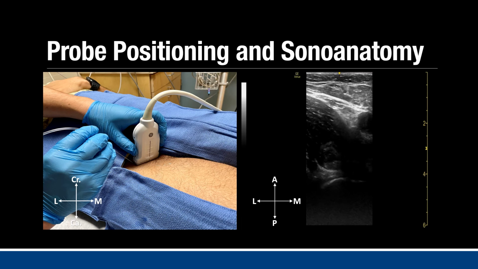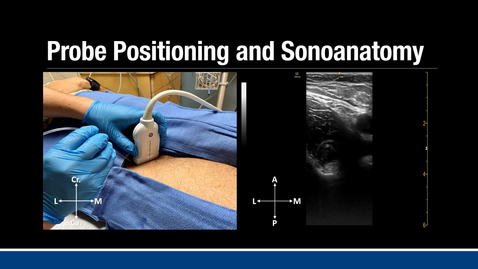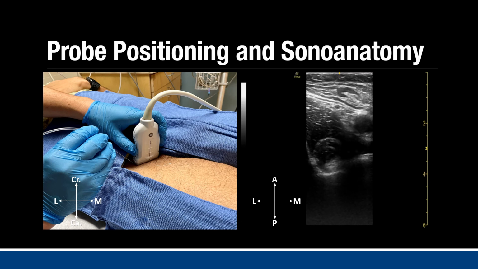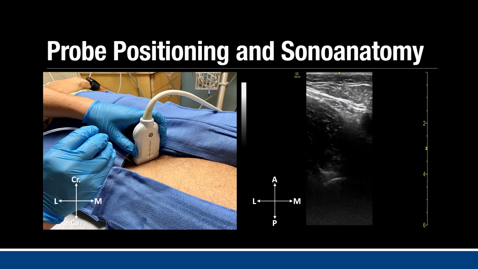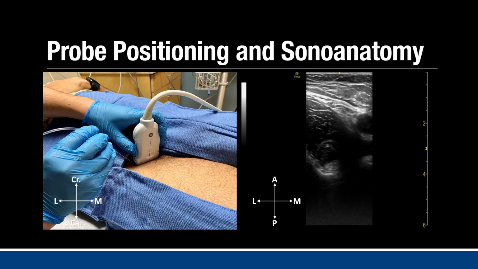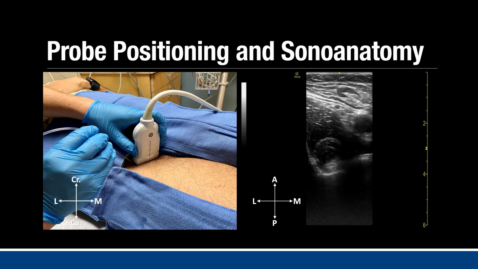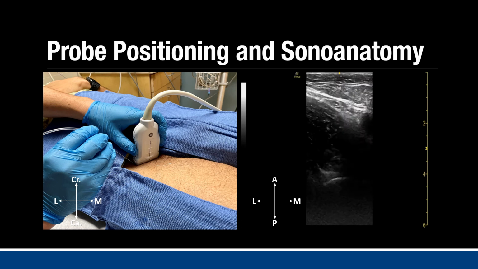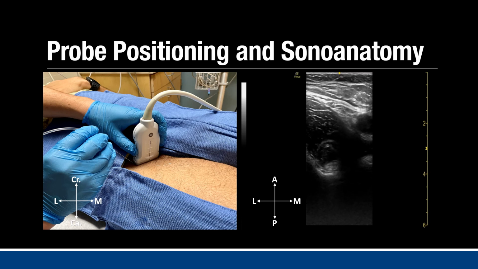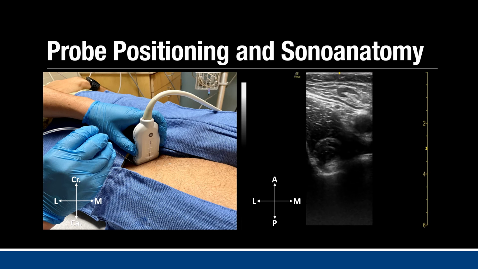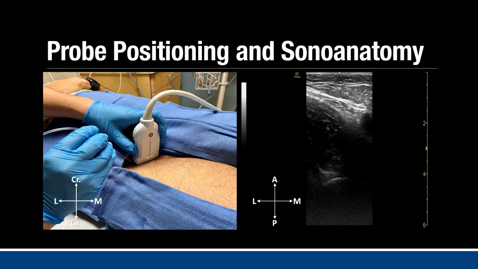This slide illustrates the proper probe positioning and the relevant sonoanatomy that should be visualized when performing the PENG block. The linear array transducer is placed within the femoral crease in a transverse oblique orientation, which is about 45 degrees rotated from the transverse plane. The needle insertion angle for the PENG block is rather steep at about 60 degrees from the horizontal when compared to the 30-degree insertion angle of the fascia iliaca compartment block.